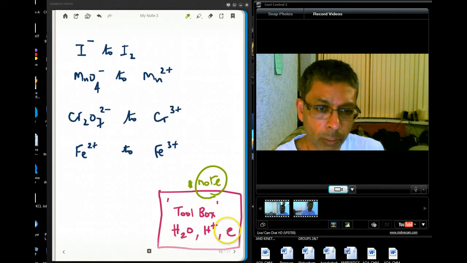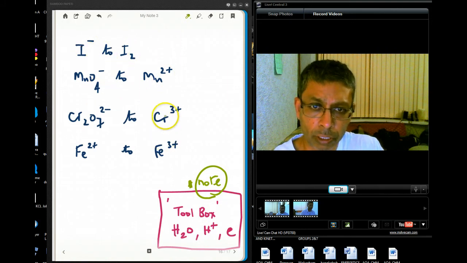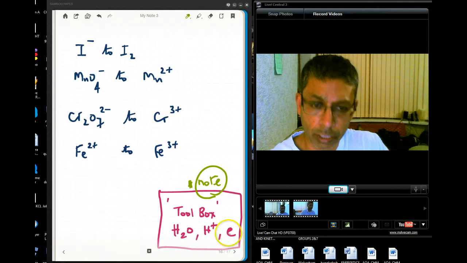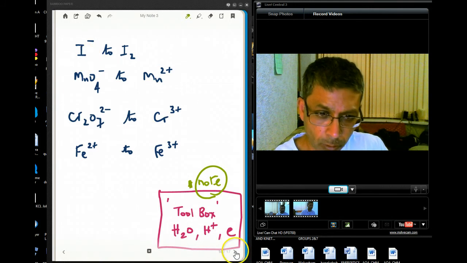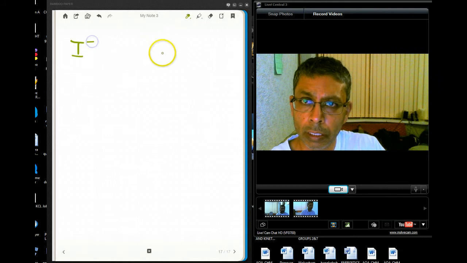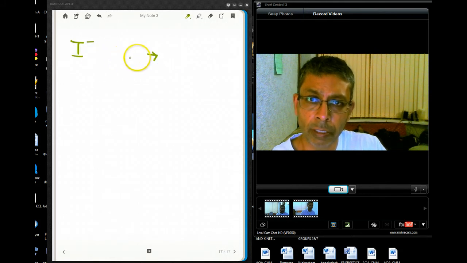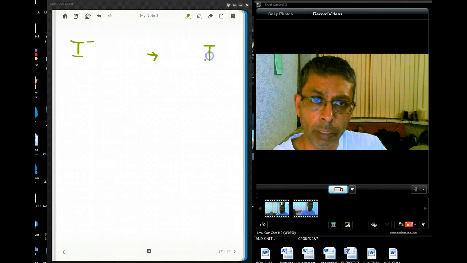So let's see what I'm talking about. So let's try the first one, the iodide to iodine, and then we'll try this one as well, and then I'd like you to try these two. Right, iodide to iodine, let's do that one. Right, so we start off by saying iodide, leave a little space over here because you're going to fill these things up, and to iodine.